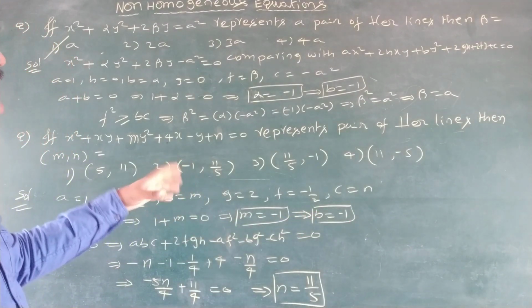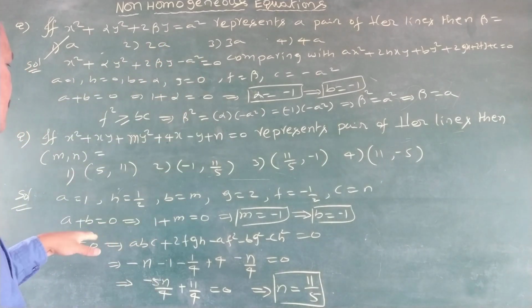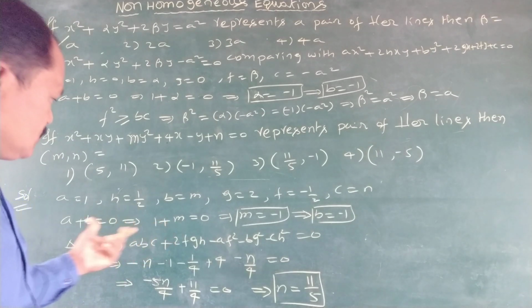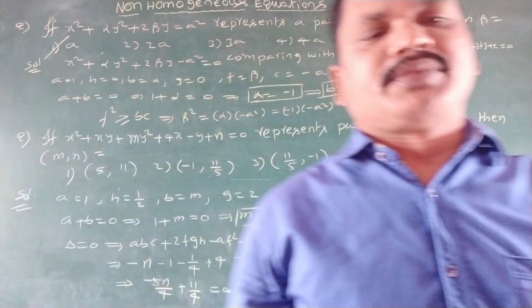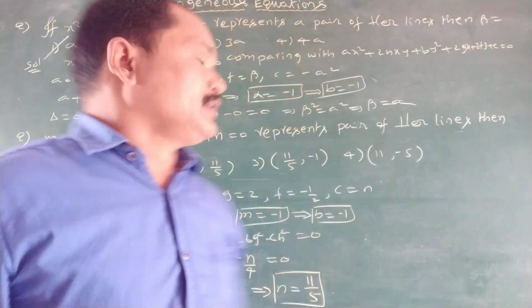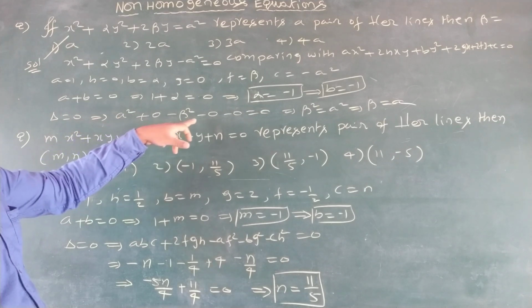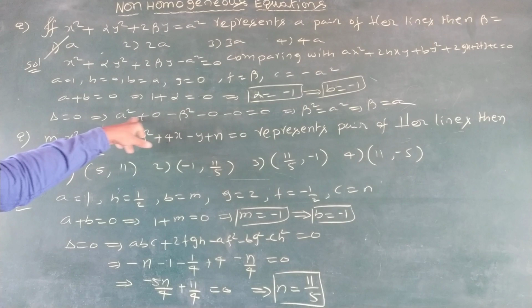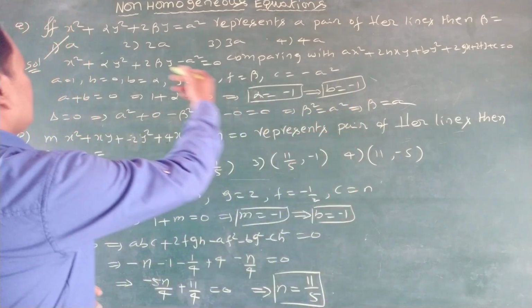Now again, it represents a pair of lines, so delta is equal to 0. That's why abc plus 2fgh minus af square minus bg square minus ch square, according to that concept, equals 0. Here a square minus beta square is equal to 0. Beta square is equal to a square, beta is equal to a. That's why the answer is the first option.